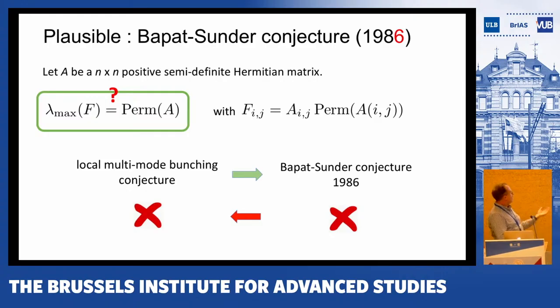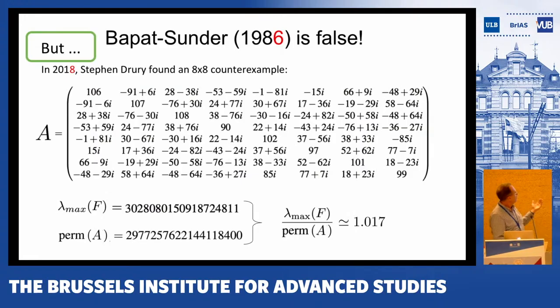Conversely, if this second conjecture was wrong, then the local multimode bunching conjecture would be wrong, and this is what happens. Funnily enough, the same guy, Stéphane Trebaol, also found a counterexample two years later. This is a little bigger. This time it's a complex valued matrix. Again, there is no explanation behind this, but at least there is a matrix here such that if you compare the largest eigenvalue of this matrix F with the permanent of A, this time it's small, not even 2%, but there is a little excess. So we know that this conjecture is wrong.